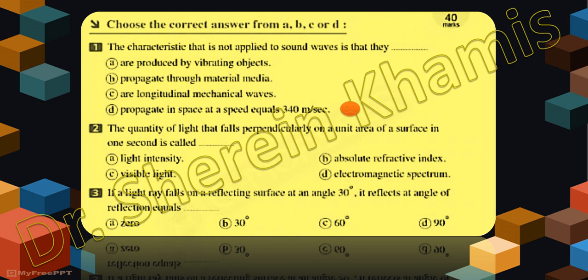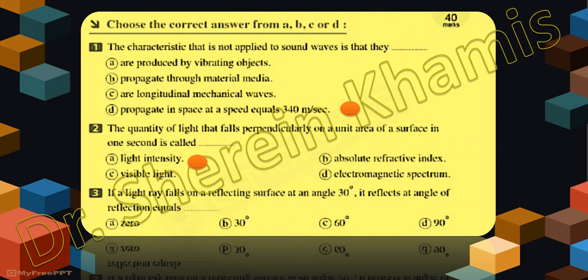Okay, let's go to question 2. The quantity of light that falls perpendicularly on a unit area of a surface in 1 second. Okay, if we want to make a room lighted, we must take into consideration the unit area. What we take into consideration is the light intensity, or intensity of light, that we wanted to measure when we take the amount of light in some area.